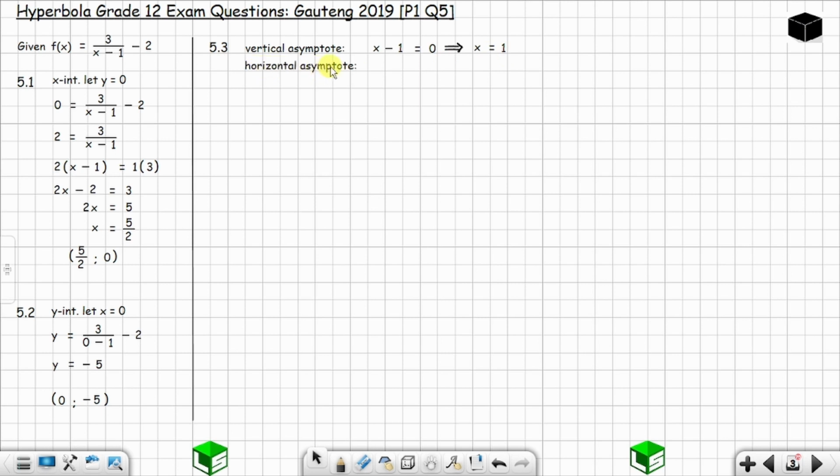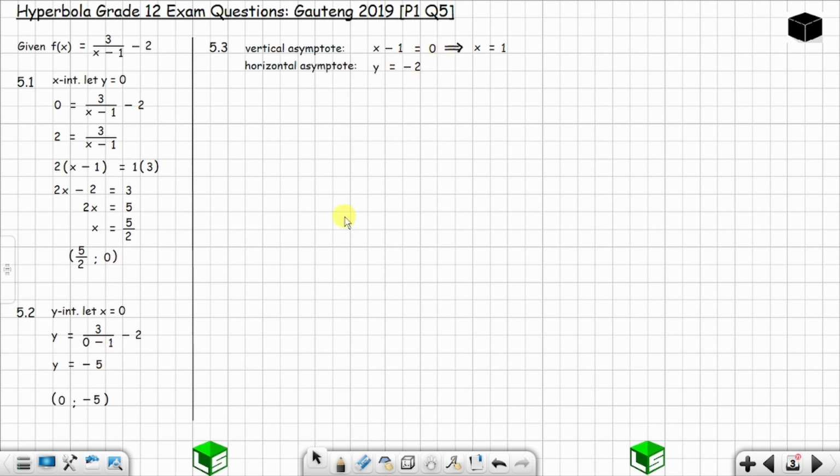To get the horizontal asymptote, you have y is equal to the value you have there. So you have negative 2. So the equation of the horizontal asymptote is y is equal to negative 2. Now you have all the information that you need to sketch the hyperbola. You can use this information to sketch the hyperbola.